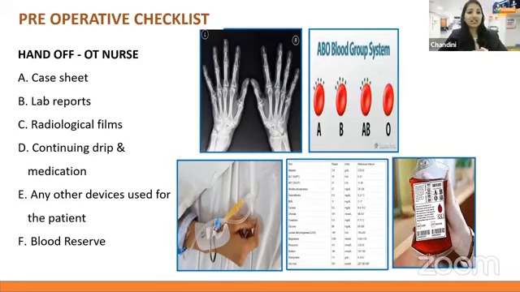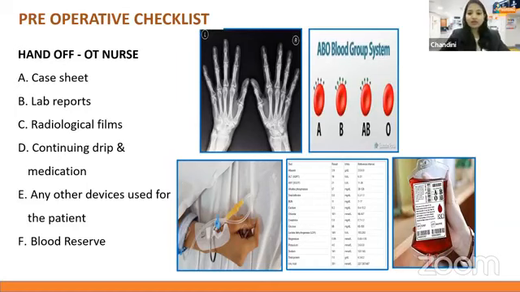Any other devices the patient is on, like a central line, a Foley's catheter, or an implant already in place in the body, should be reported. About blood reservation, cross matching needs to be done beforehand. All this history and handover needs to be given by the assigned staff to the OT nurse, so that further sentinel events can be prevented.